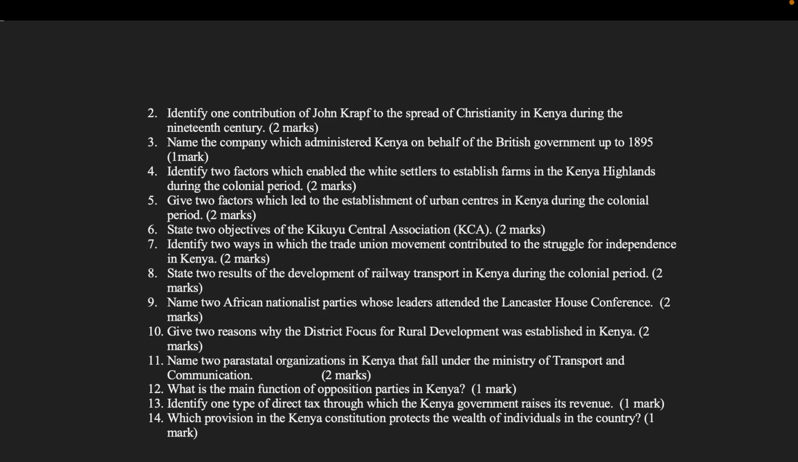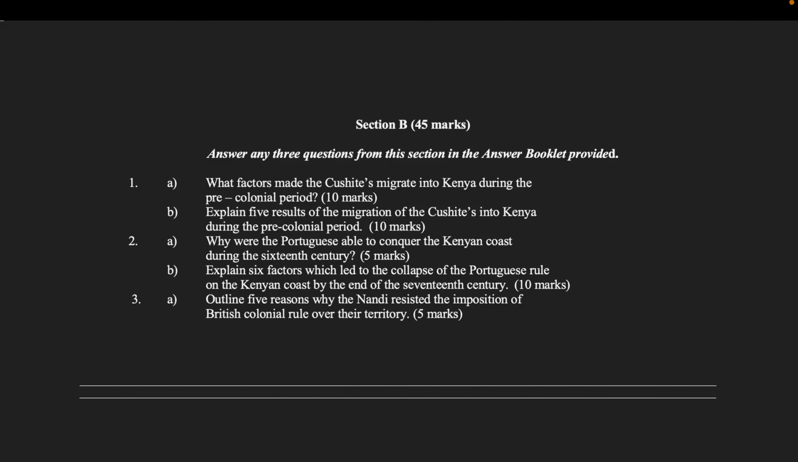1 mark. Identify 1 type of direct tax through which the Kenya government raises its revenue. 1 mark. Which provision in the Kenya Constitution protects the wealth of individuals in the country? 1 mark. Section B, 45 marks. Answer any 3 questions from this section in the answer booklet provided.